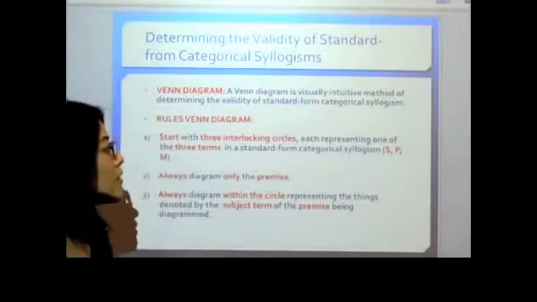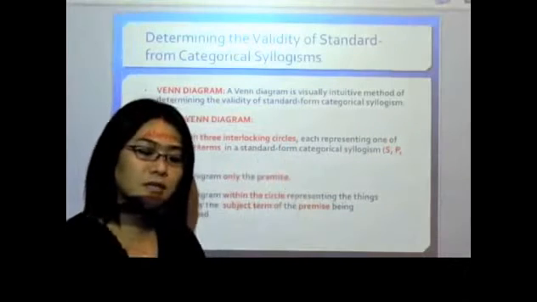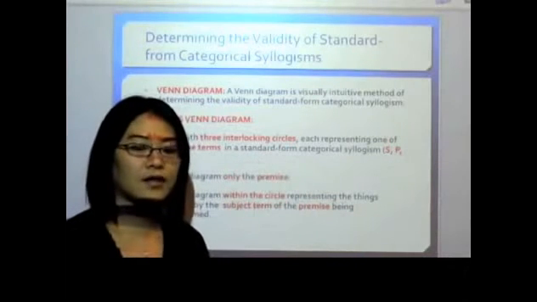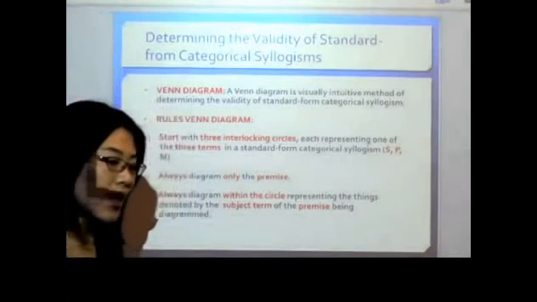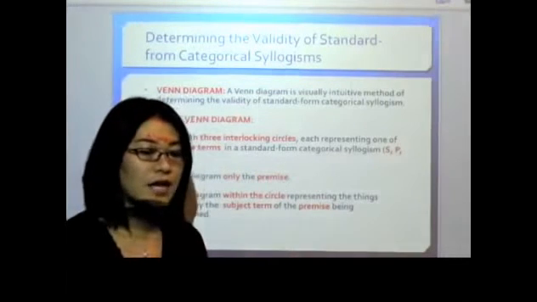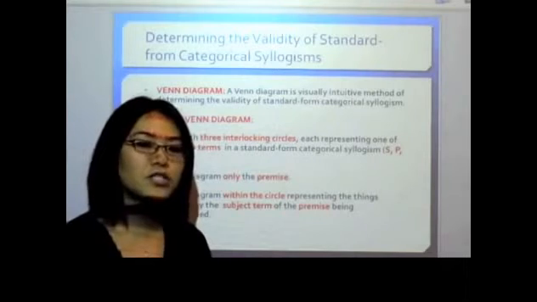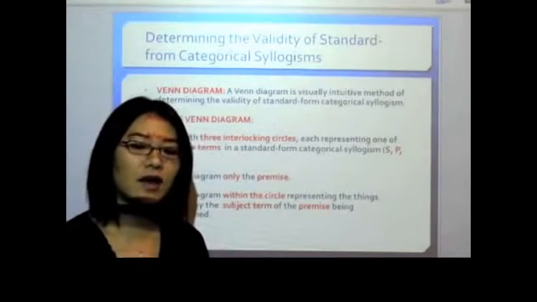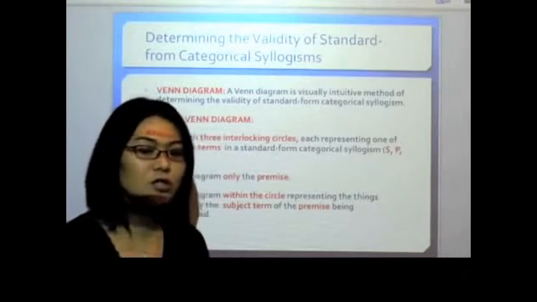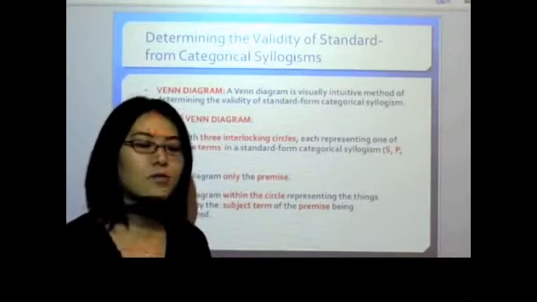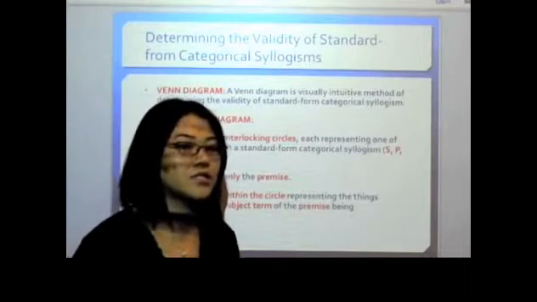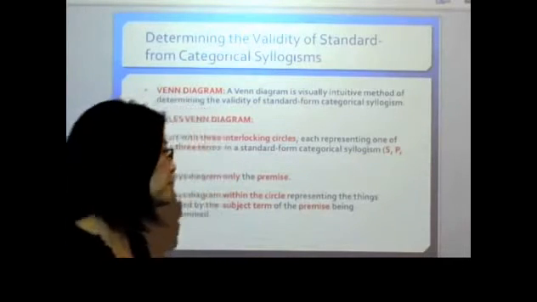And standard form categorical syllogisms will be valid and invalid based on the structure of their argument, okay? And this is actually the case for all deductive arguments. It's the structure of that argument which tells us whether or not it's valid or invalid. And it actually has nothing to do with the content, the truth of the actual statements themselves, okay? And we'll discuss this a little bit further when we get into evaluating these arguments, okay?